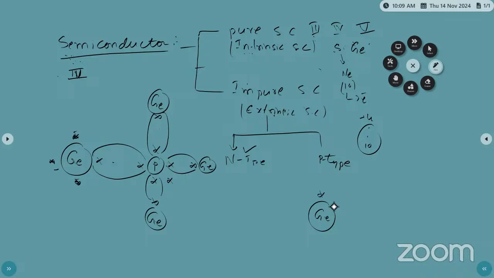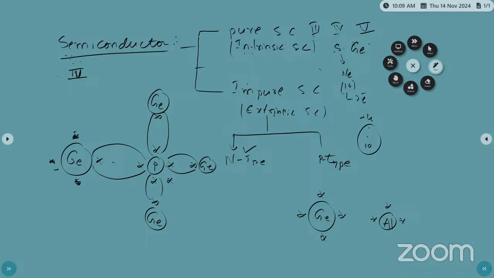Germanium has 4 valence electrons, right? Next, you can take phosphorus. Shall I take aluminium? Aluminium is in the third group, or the fifth group? Third group. Okay, the third group means it has 3 valence electrons.